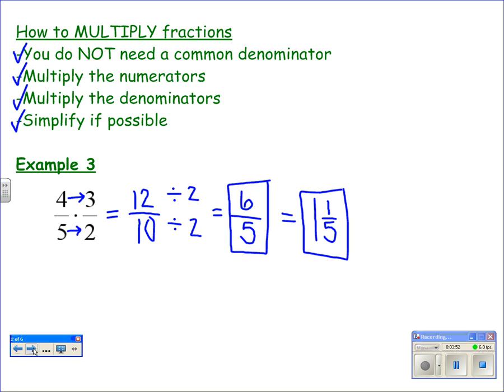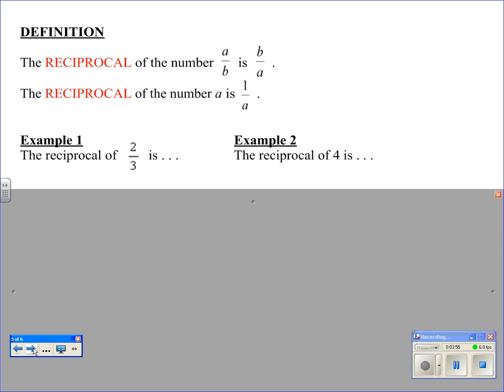Before we can talk about dividing, though, we must first talk about a definition called reciprocal. A reciprocal of a number, a over b, is b over a. What you're doing is you're taking the fraction and you're flipping the fraction. The reciprocal of an integer, such as a, would be 1 over a.